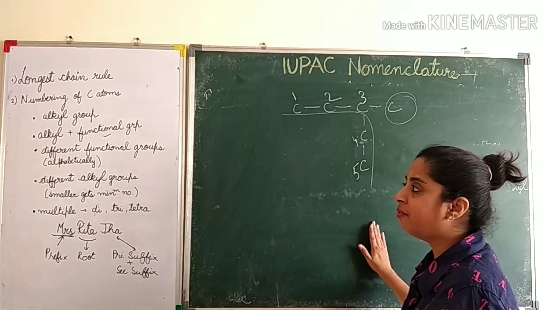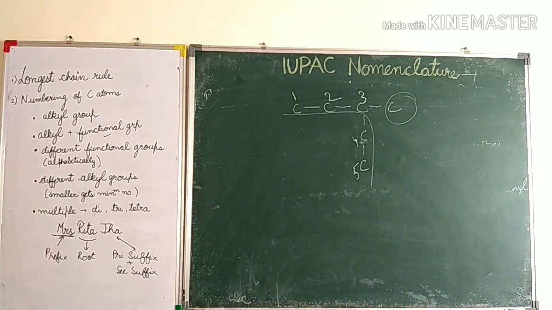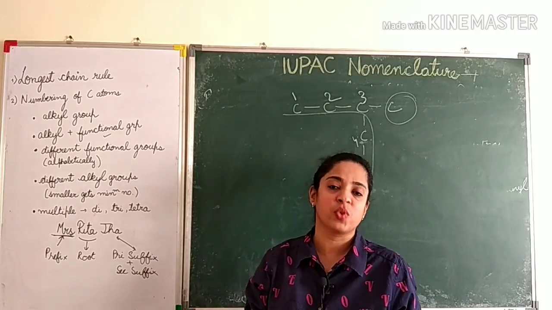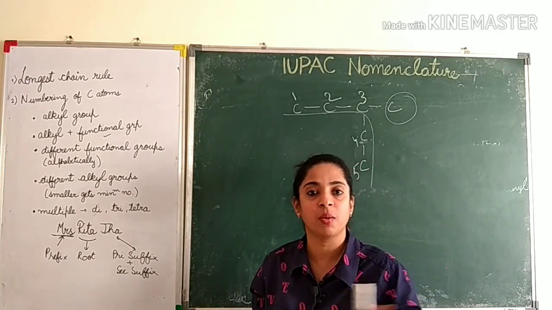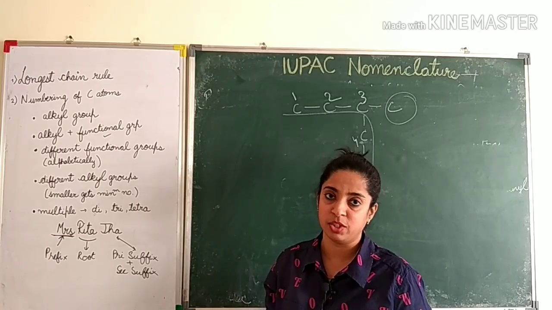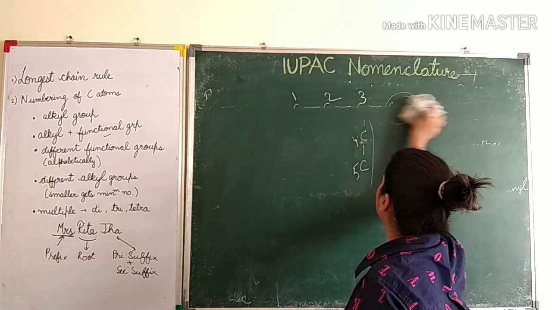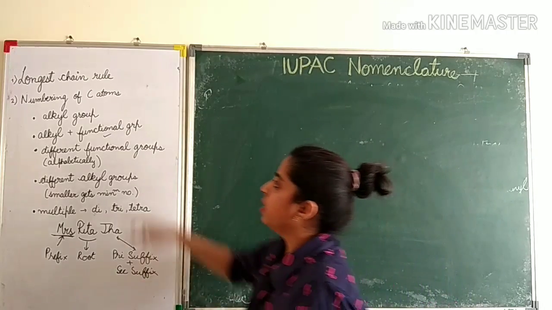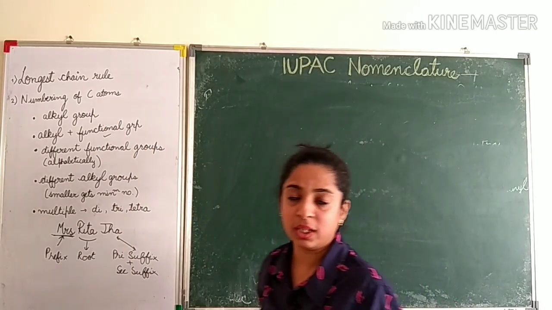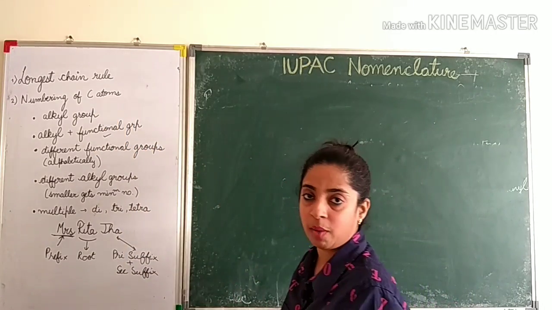So you have to first decide the first point. Whenever you are given any structure and you have to name it, the first thing you will do is determine the longest possible carbon chain. Okay, so this has 5. This is a 5 carbon chain. Second is numbering of carbon atoms. Now there are many rules in numbering of carbon atoms.